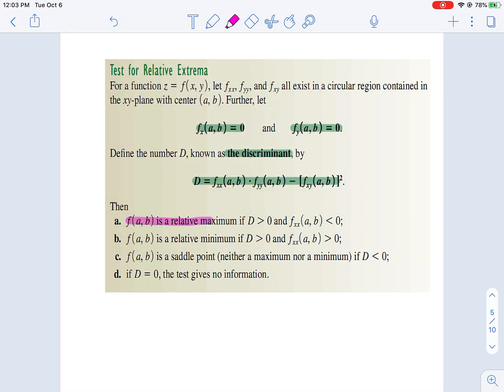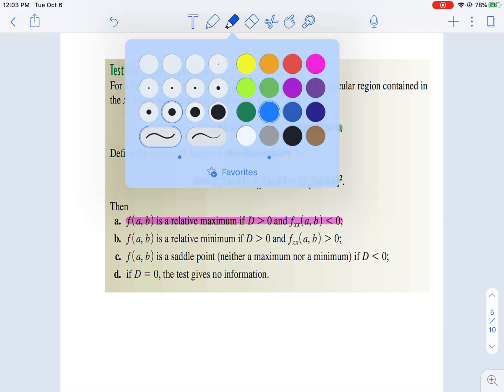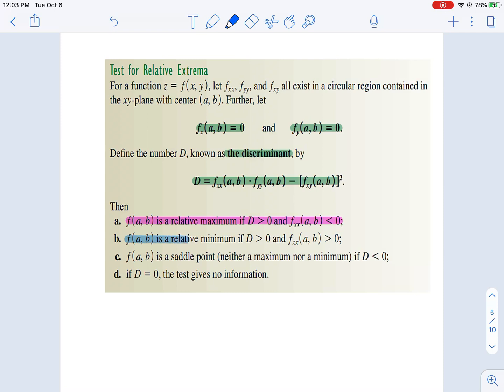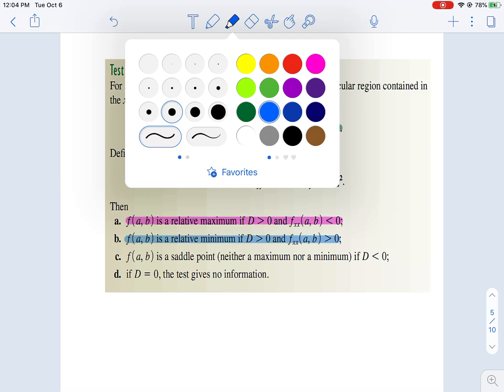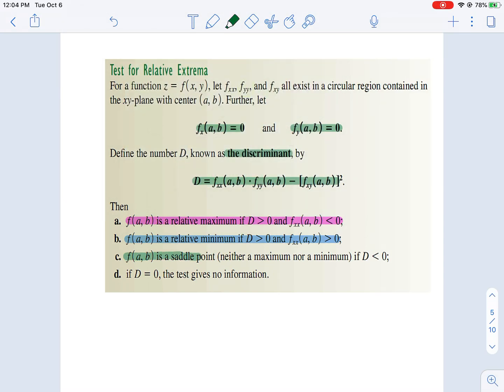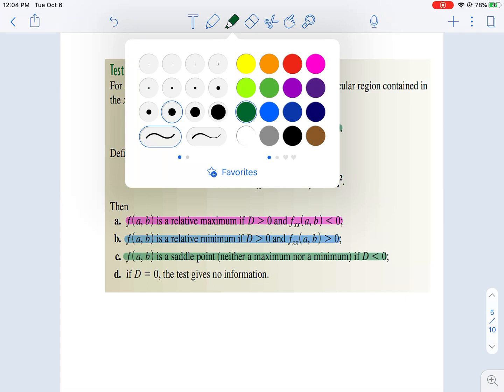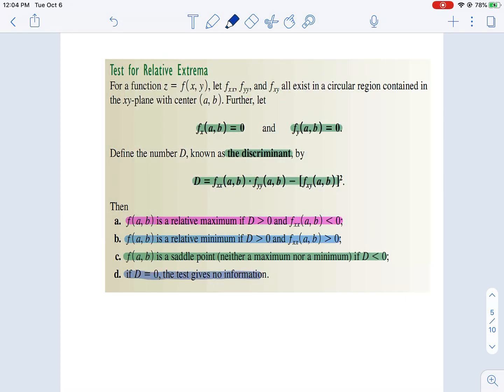Outcome A. F of AB is a relative maximum if the discriminant is greater than 0 and the second-order partial derivative at AB is less than 0. F of AB is a relative minimum if the discriminant is greater than 0 and the second-order partial derivative at AB is greater than 0. F of AB is a saddle point, which is neither a maximum or a minimum, if the discriminant is less than 0, and if the discriminant is equal to 0, the test gives no information.